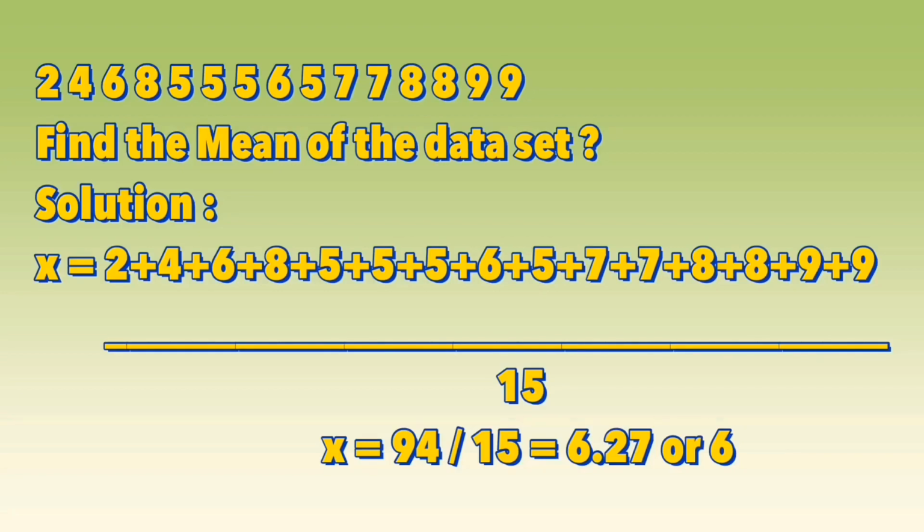And the question here: find the mean of the data set. To find the mean in measures of central tendency, we have to add all the given sample data. Then we have to divide it by the number of samples. The number of samples is 15, and now we add 2 plus 4 plus 6 plus 8 plus 5 plus 5 plus 5 plus 6 plus 5 plus 7 plus 7 plus 8 plus 8 plus 9 plus 9. The x bar, which means the mean, equals 94 over 15.